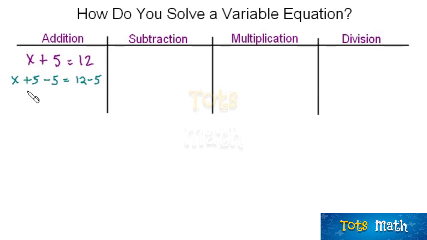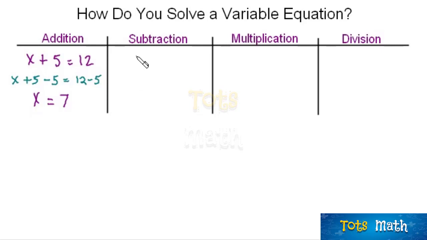Well, if I add 5 to a number and then take 5 away, I'm left with the original number. So this side becomes x. And the other side is simply 12 minus 5, which is 7. So that's how you would solve an addition problem. Let's take a look at subtraction.